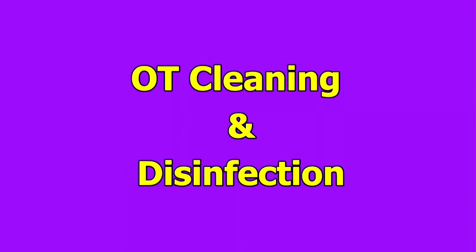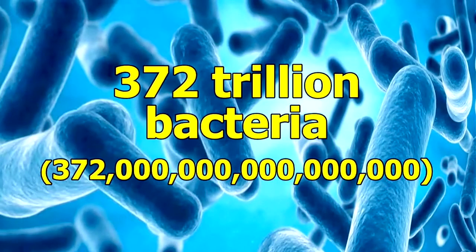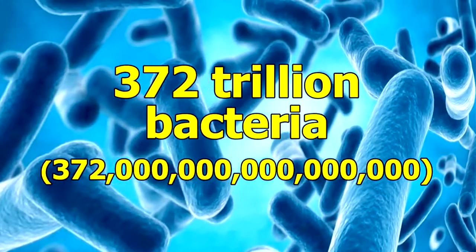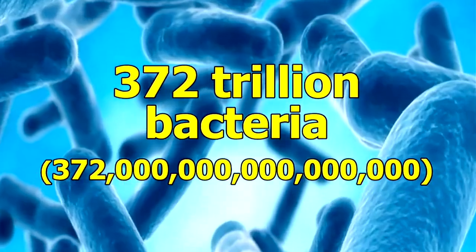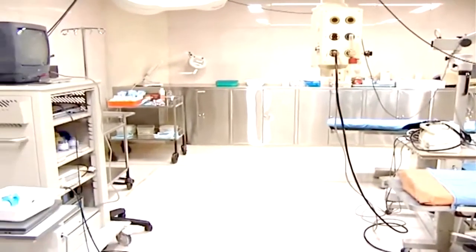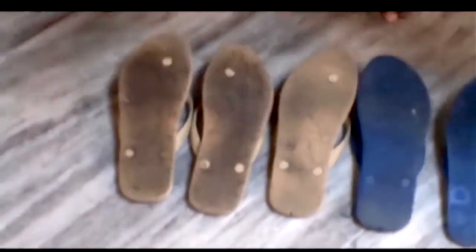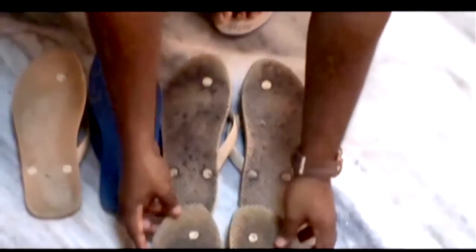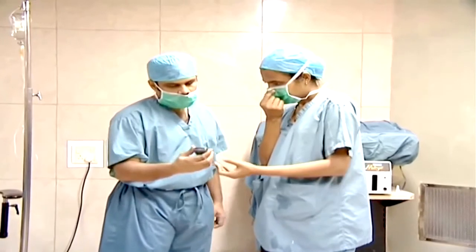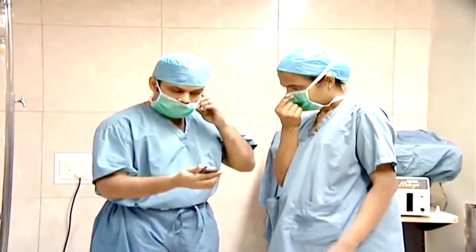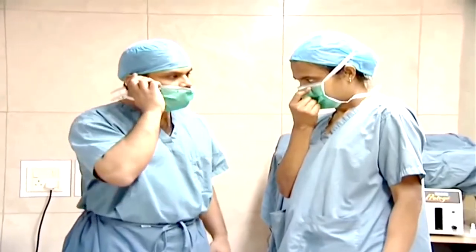Now, OT cleaning and disinfection. As you all know, we carry about 372 trillion bacteria in us, and every person entering is going to drop bacteria into the theater. So the number of people entering the theater should be minimized. In my advice, the best indicator to say how your theater is, just put your footwear upside down and see the back of the footwear. That will give you an idea of how your theater is and your habits in the theater, the theater etiquette.